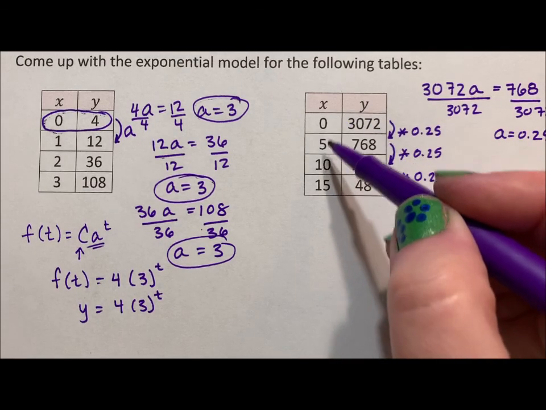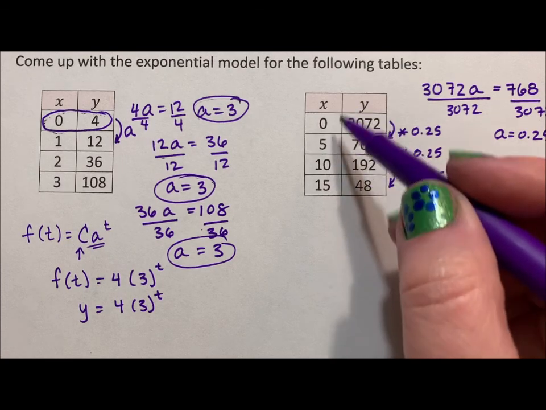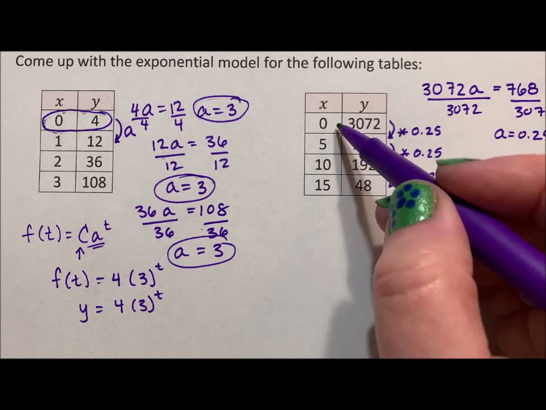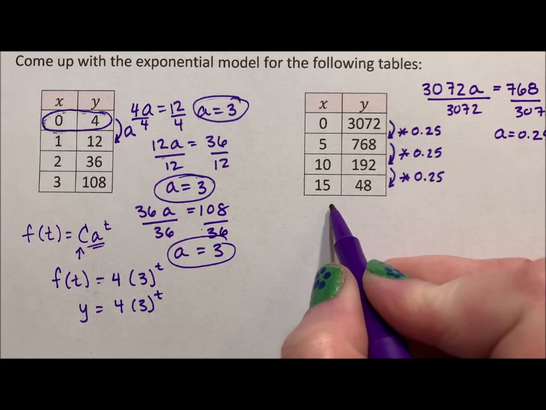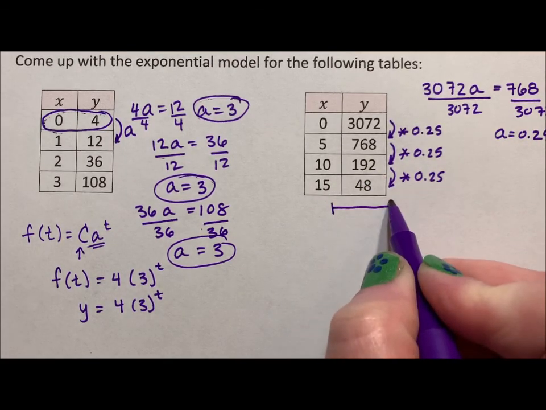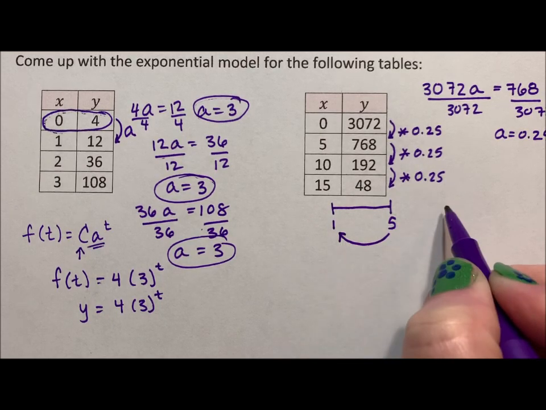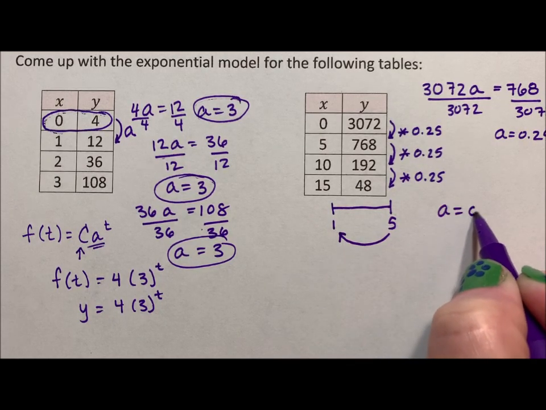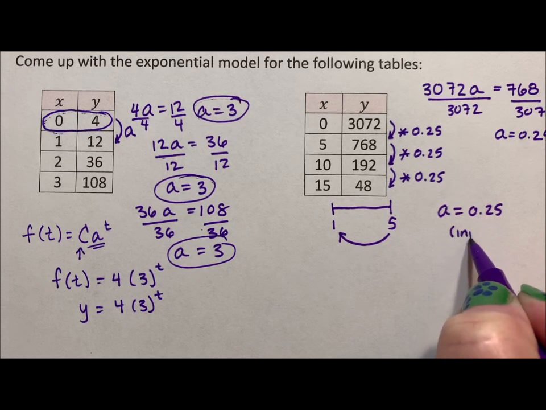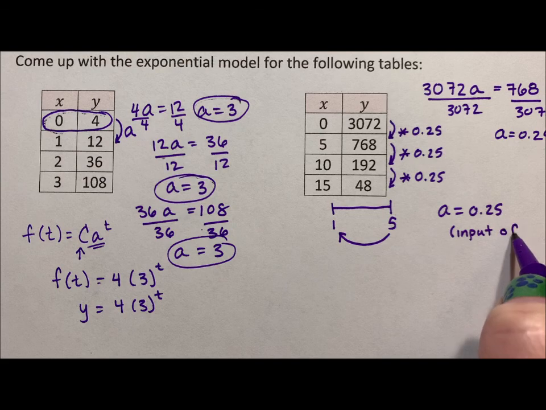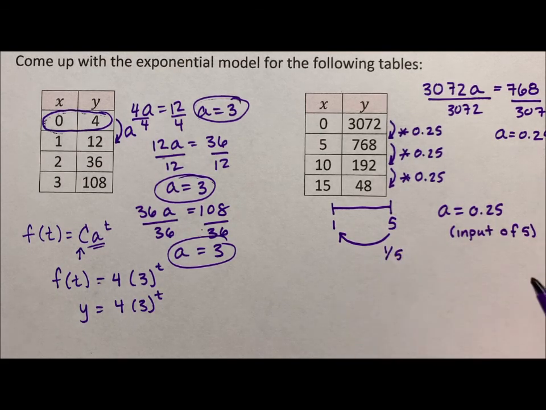Notice this time our input is going up by 5, not 1. So this time it's going to be a little bit different. But because it is still a steady input, we want our input to go from 5 down to 1. Right now our a is 0.25, but that's an input of 5. And we want it to be 1/5 of that.